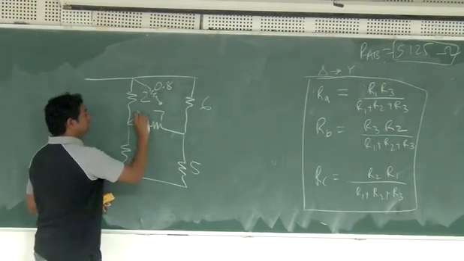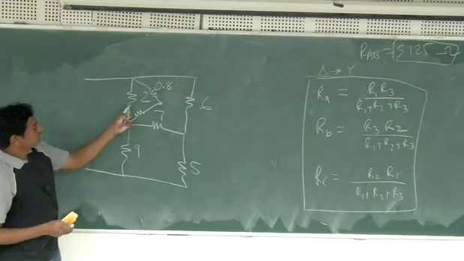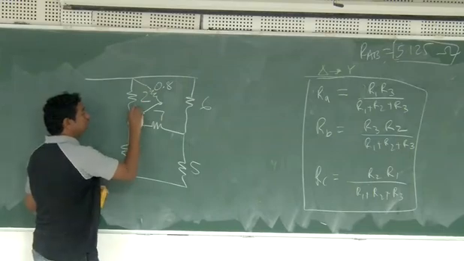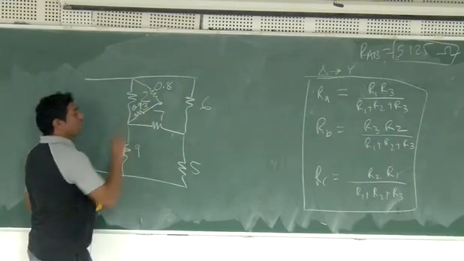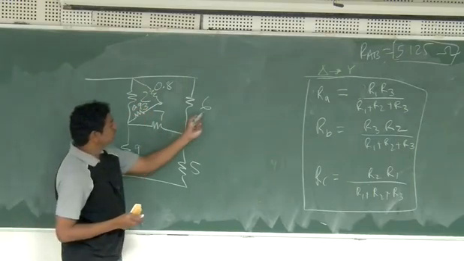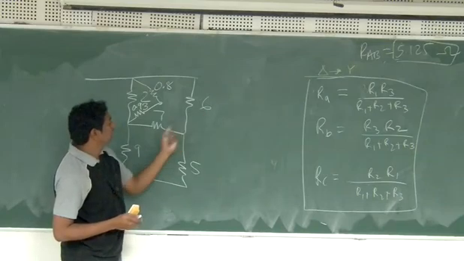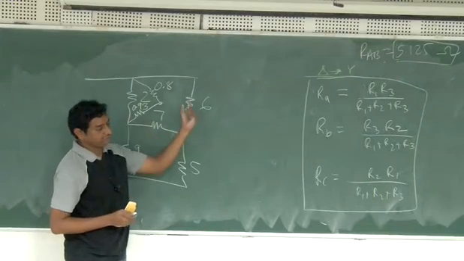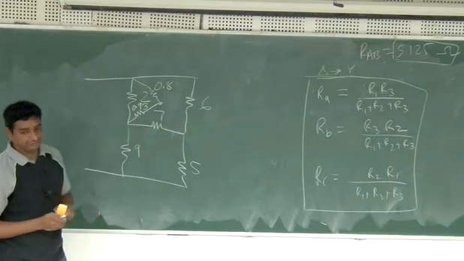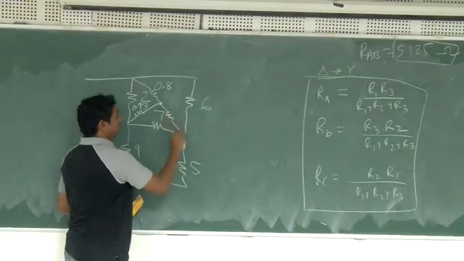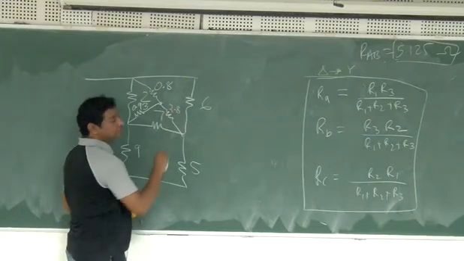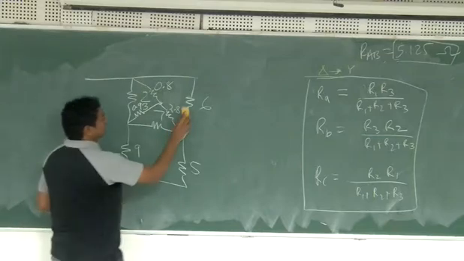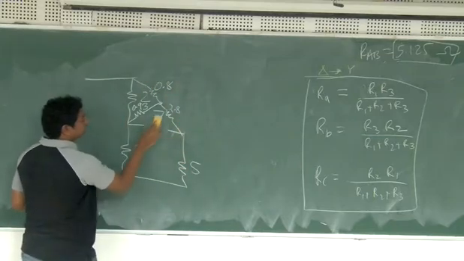Now I want this one. So 14 by 15, 0.93. Okay. 7 into 6, 42 divided by 15. 42 divided by 15, 2.8. That's all. So I can now remove the delta.